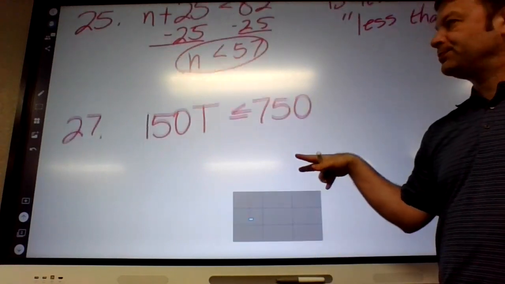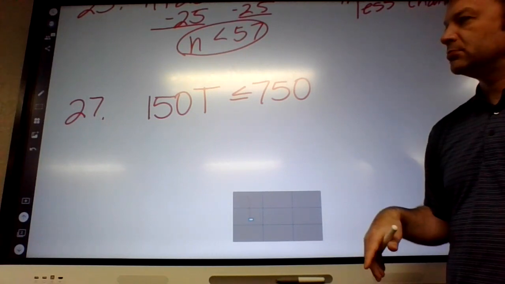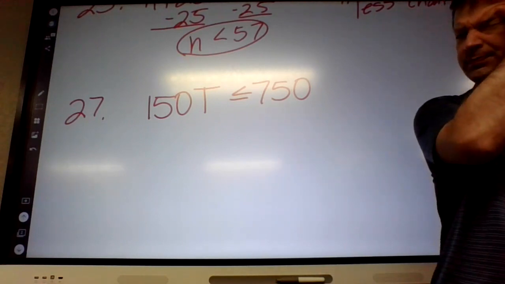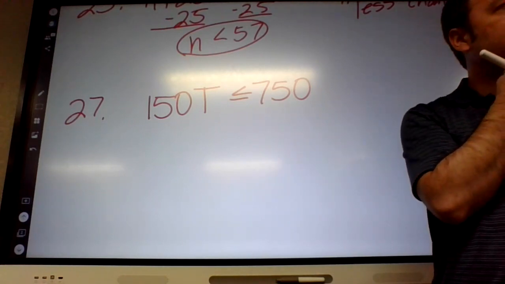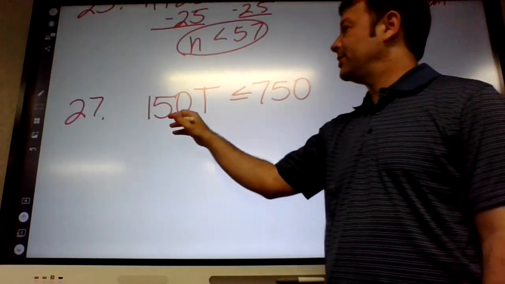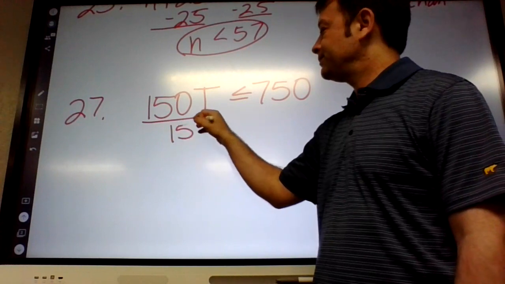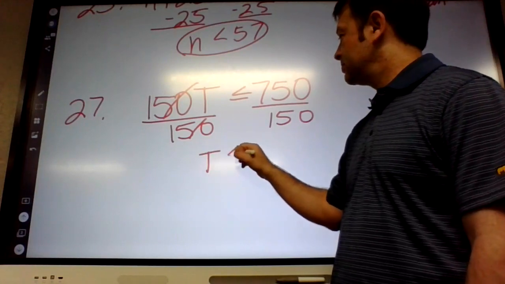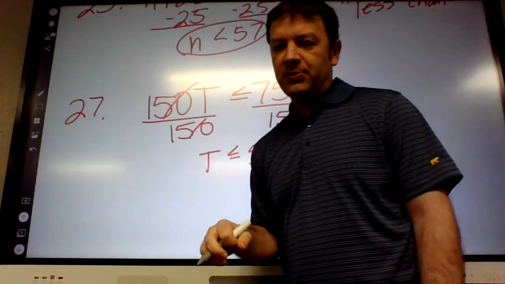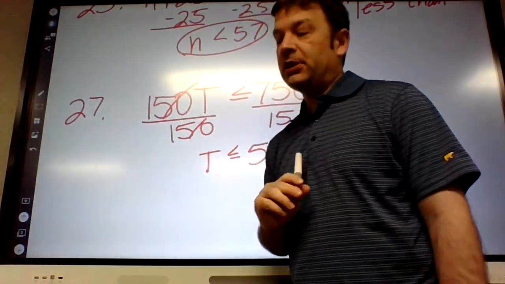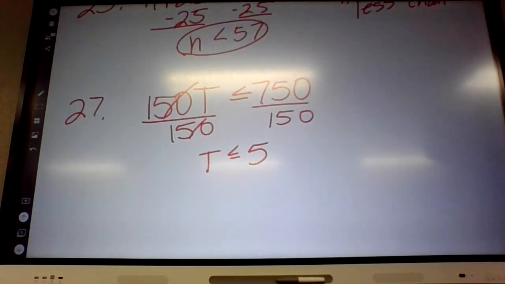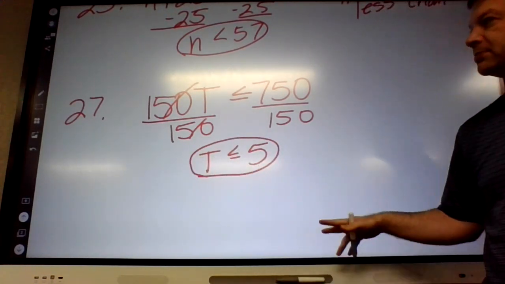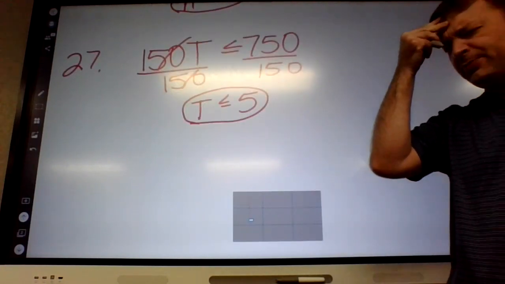Brianna, how would we solve this one? How would we solve for T? Yes, divide. Divide away that 150. You guys know how many times 150 goes into? Let's see what they put. They put at most 5 teenagers. And if they jumped up and down, it'd be like they weighed more than 750.